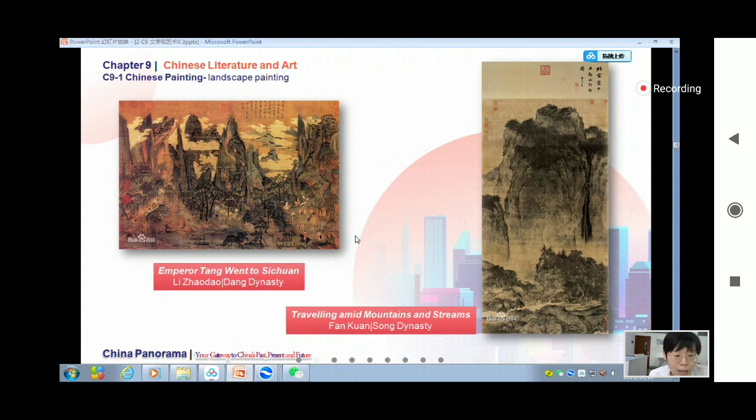So we can have a look at the first picture. Sorry, this should be Tang Dynasty, or this is a typo. This picture is called Emperor Tang Went to Sichuan. Sichuan is a city in the west part of China, and in Sichuan there are a lot of mountains. The Emperor Tang went to Sichuan, and a painter went with him and drew the picture on the road.